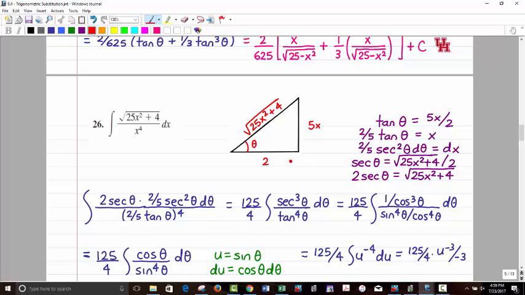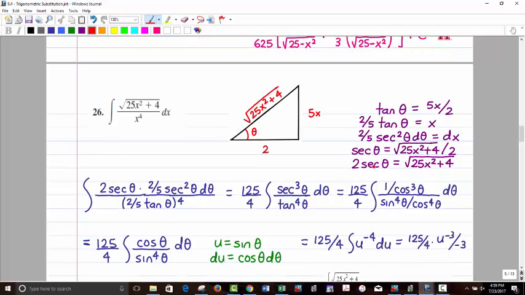And then let's go from there. So tan of theta will equal 5x over 2. Therefore, x will be 2/5 tan of theta. The derivative of that will be 2/5 sec squared theta d theta. And so now let's get the radical involved with the 2. So secant would be the radical over 2. So therefore, 2 sec theta will be the square root of 25x squared plus 4.